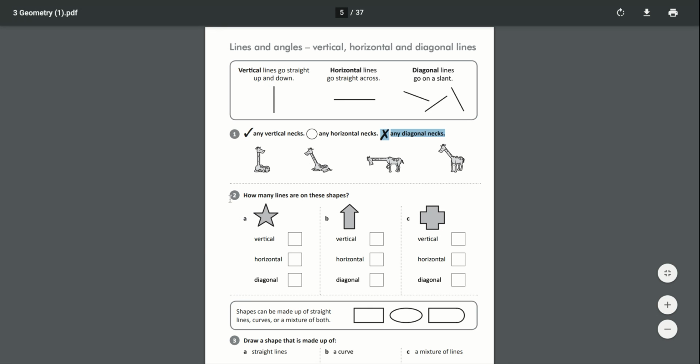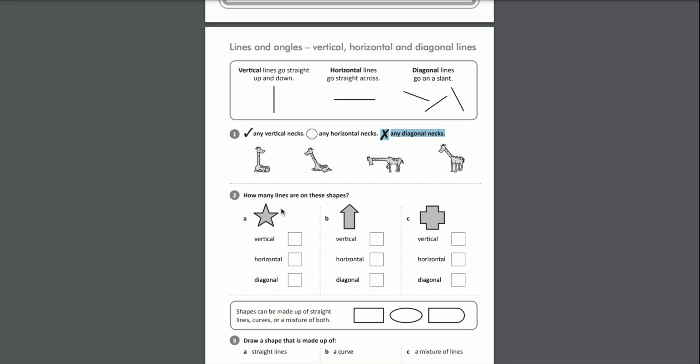Moving on to number two. How many lines are on this shape? Okay, so it's asking how many vertical lines. Remember, that's straight up and down. So I'm going to look on this star. Are there any that go straight up and down? I'm going to say no. So I would put a 0 in the vertical.